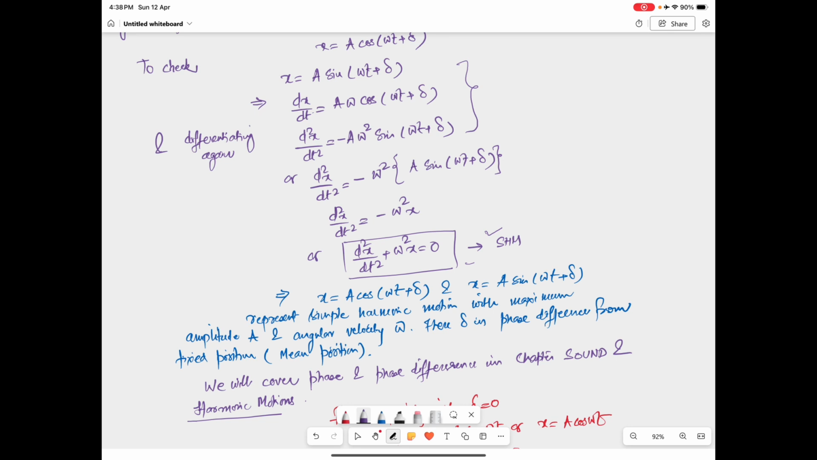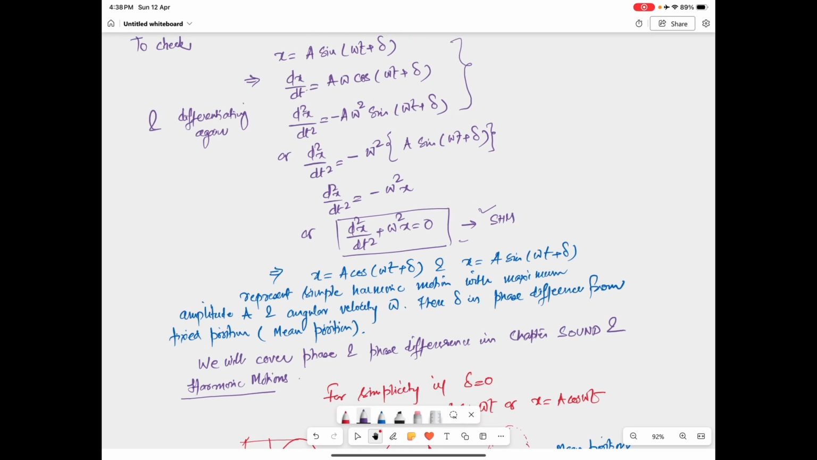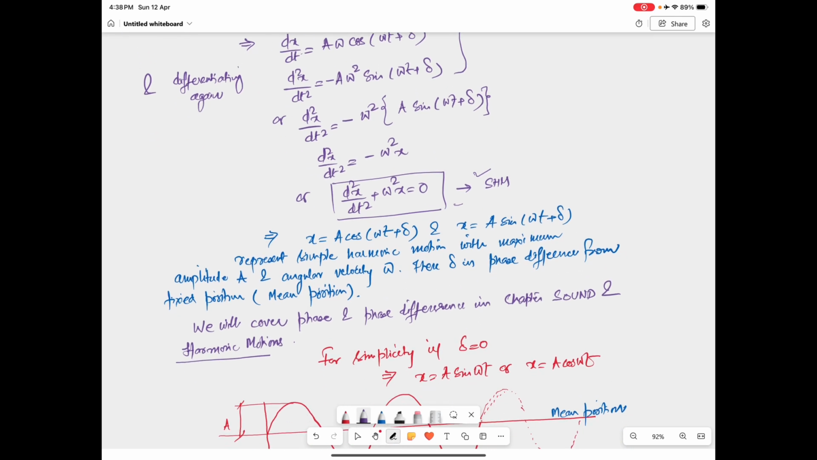We'll talk about phase also when we cover the chapter on sound and harmonic motions. But for the simplicity of understanding this topic, I will take that delta is equal to 0, so there is no phase difference, means there is no phase.